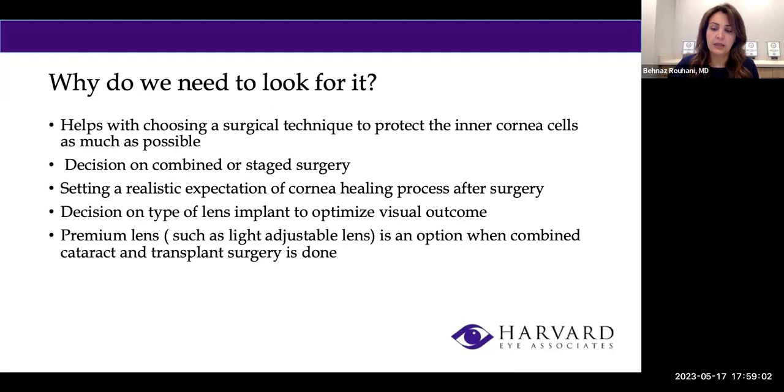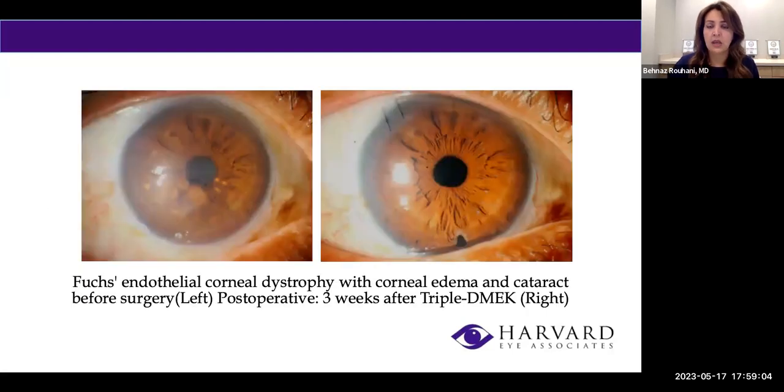Other than that, the extended depth of focus implants or trifocals are not recommended. And again, all of that is because of the contrast changes and a lot of other things that can affect the visual outcome.